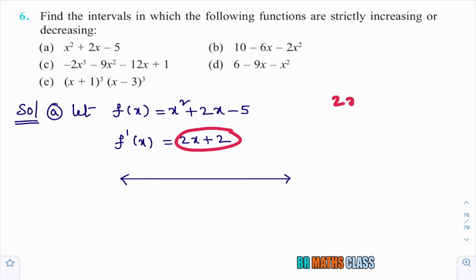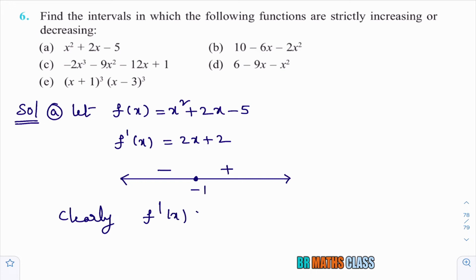Equate this to 0. 2x plus 2 equal to 0 means what is x? x equal to minus 1, right? You mark minus 1 on the number line. As per Wavy-Curve method, in the rightmost corner you write plus and then you write alternate symbols. This tells you that when x value is greater than minus 1, f dash of x is positive. So I'll write the same thing here. Clearly, f dash of x is greater than 0 for all x belongs to open interval minus 1 to infinity.